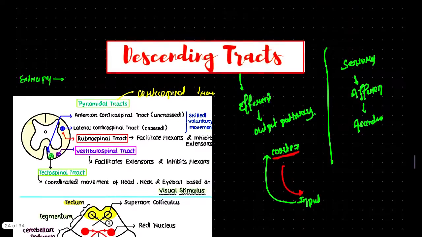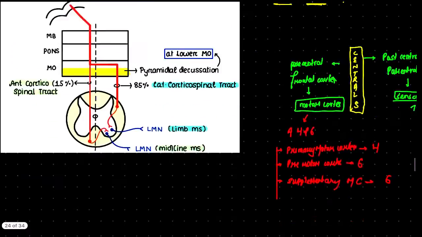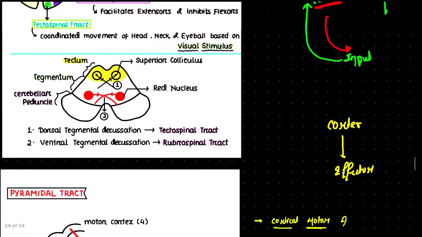Now, let's not mug up everything. Let's go toward the corticospinal tract, the pyramidal tract. The corticospinal tract, or pyramidal tract, is further divided into the anterior corticospinal tract and the lateral corticospinal tract. Now let's see these things right here.